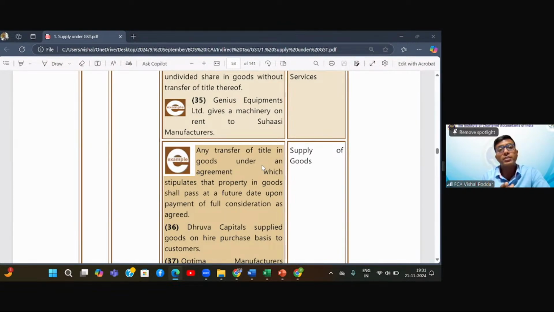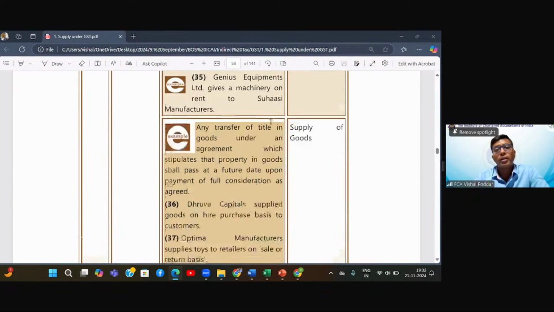It is sold as a going concern. That is, till today I am the owner. From tomorrow Tatas is the owner. That is supply of service. Now again, for supply of business as a going concern, which is supply of service, there is an exemption because of student you don't pay GST, but it is supply of service.